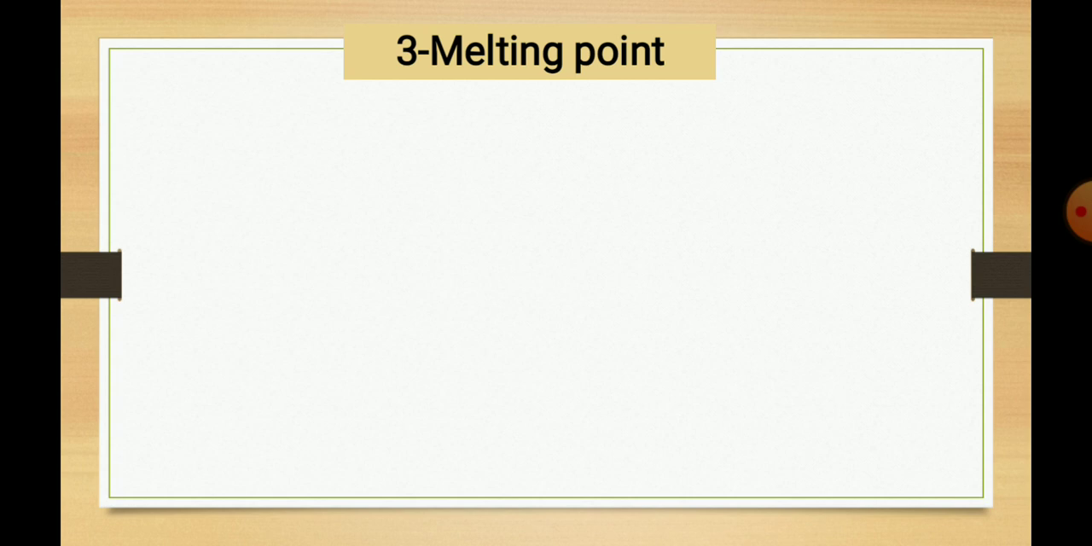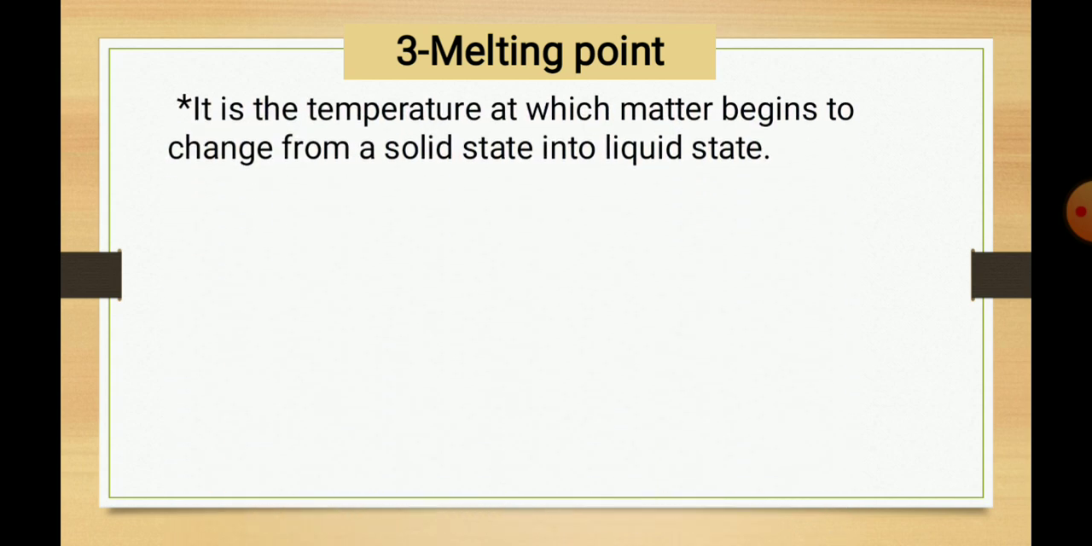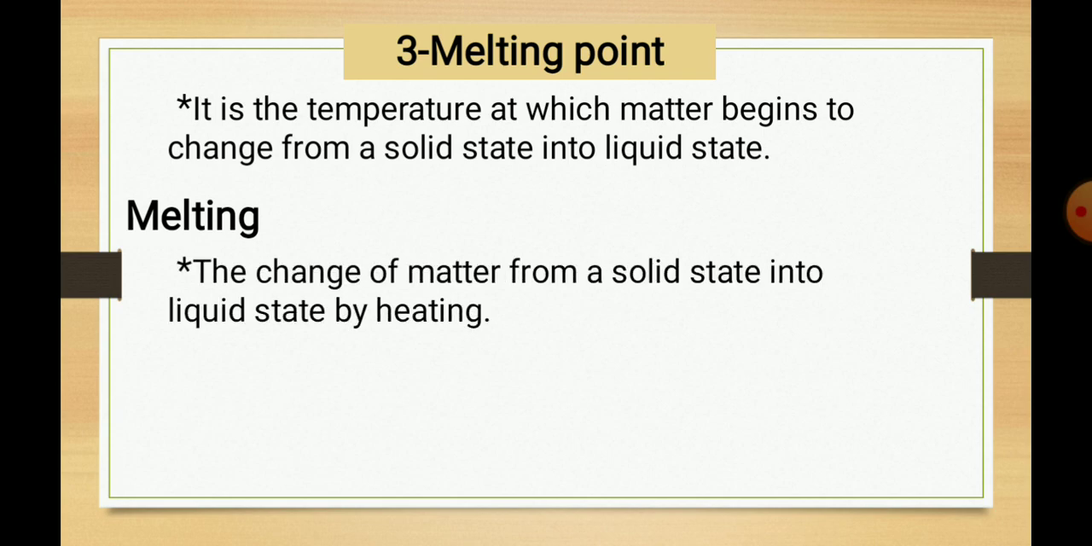So there is a difference between melting and melting point. Don't forget that. Melting point is the temperature at which matter begins to change from a solid state to liquid state. And melting is the change of matter from solid state into liquid state by heating. So don't forget that there is a difference between the definitions of melting point and melting. Okay, if you see, it is a temperature.